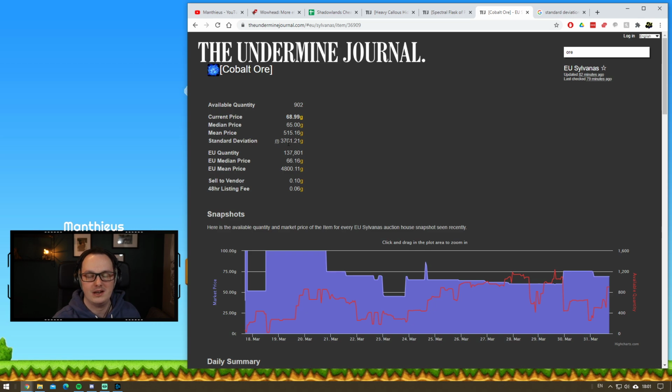And we can tell very quickly something is wrong by the standard deviation. The Undermined Journal's even good enough to tell you when something is really wacky, when there's some wizardry going on. It even puts this little exclamation mark there to tell you that this market is volatile. Don't consider these numbers to be particularly accurate. And we can see why this is the case.